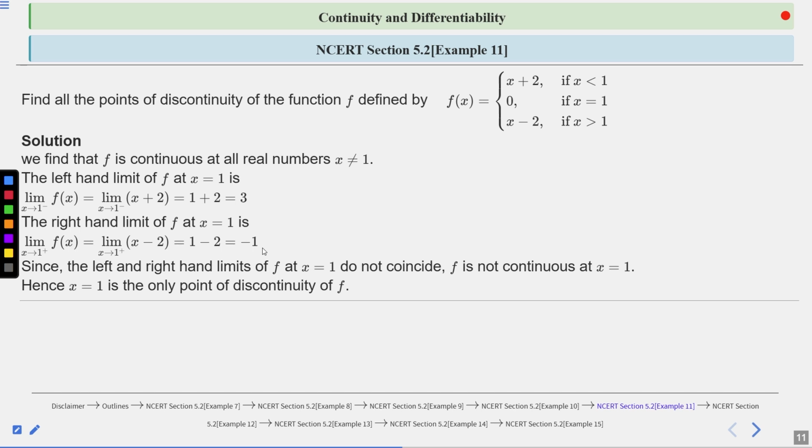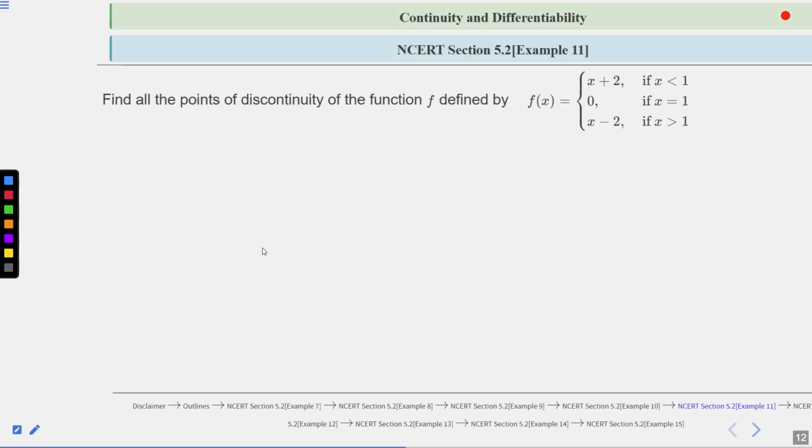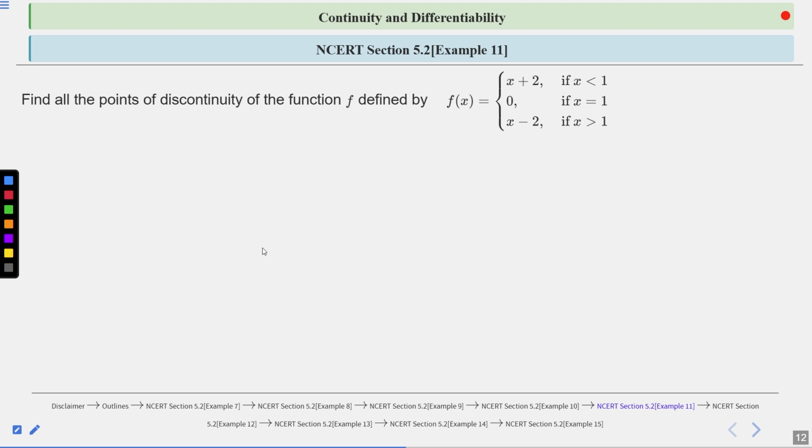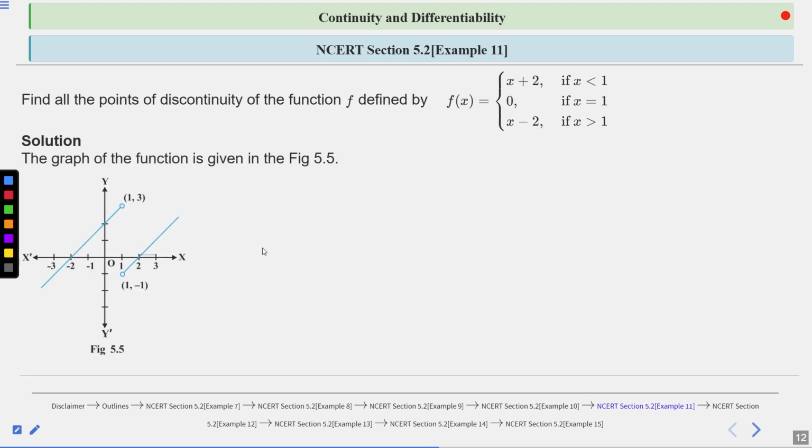Okay, let us move to the next question. And also for the previous question, example 11, we can see the graph of the function, right? See, the graph of the function is this one. We can say that the function is discontinuous at x equal to 1, right?